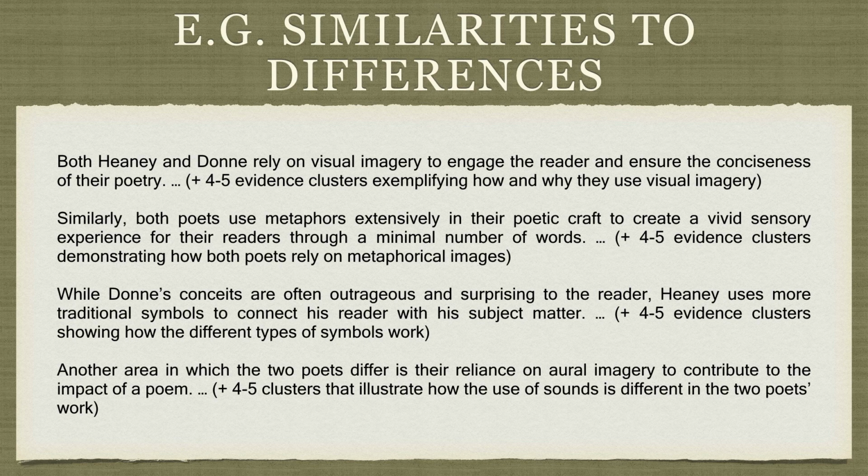And your third paragraph might be, while Donne's conceits are often outrageous and surprising to the reader, Heaney's use more traditional symbols to connect his readers with his subject matter. So here you can see how we're highlighting a difference in how the poets operate. And then you'd have 4 or 5 evidence clusters showing how the different types of symbols operate.